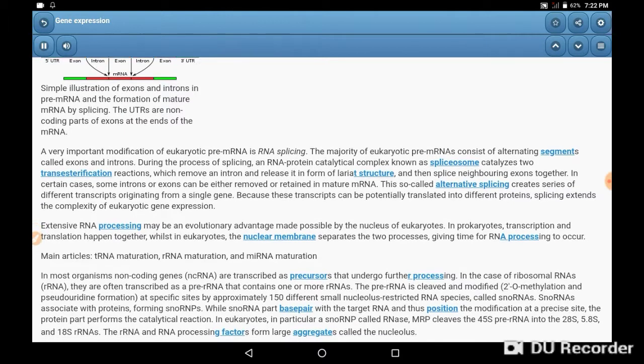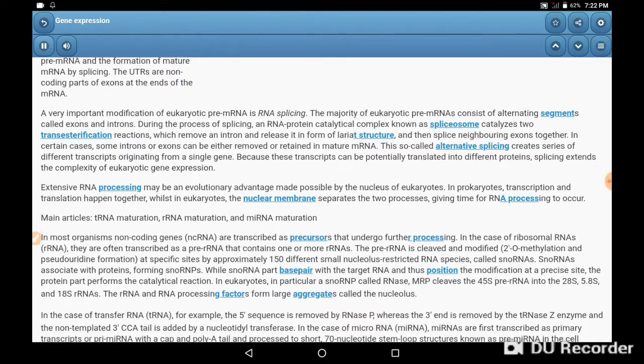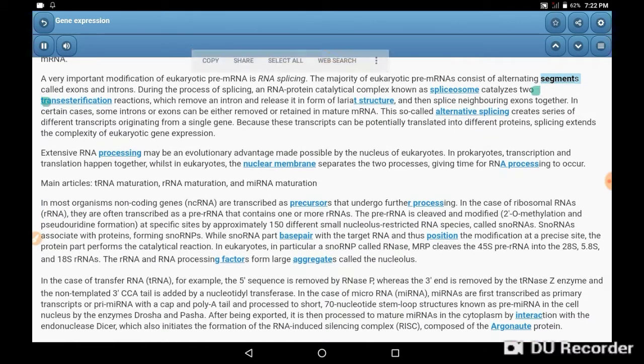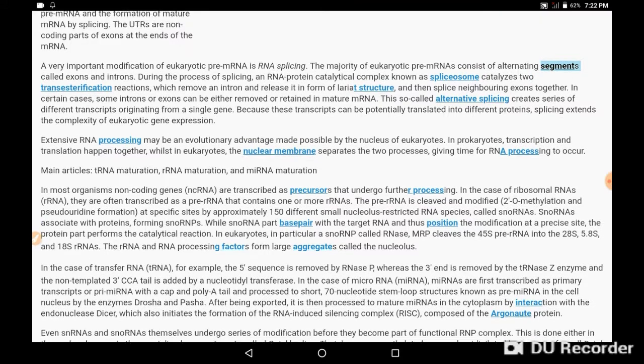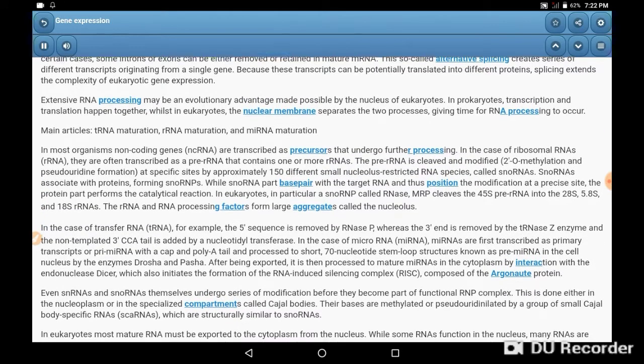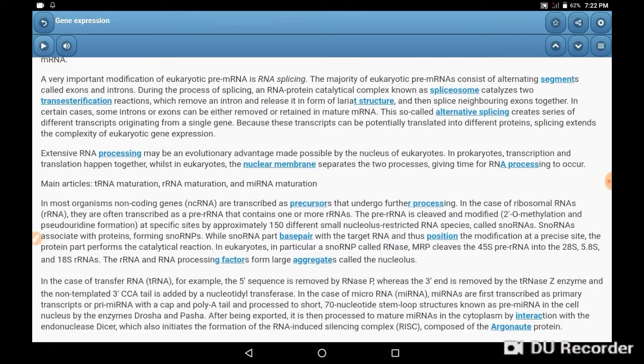A very important modification of eukaryotic pre-mRNA is RNA splicing. The majority of eukaryotic pre-mRNAs consist of alternating segments called exons and introns. During the process of splicing, an RNA-protein catalytic complex known as the spliceosome catalyzes two transesterification reactions, which remove an intron and release it in the form of a lariat structure, and then bring exons together.